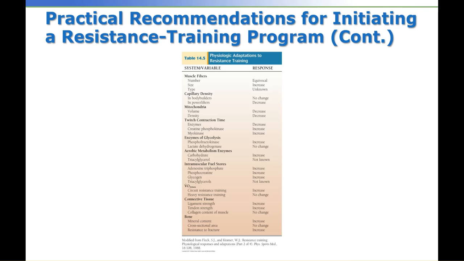And practical recommendations for initiating. So resistance training, what are the physiological adaptations? You have muscle fibers, you have an increase in size. Type is unknown. Sometimes it's been shown to increase the percentage of type 2 if you're doing resistance training, decreasing type 1, but those are not definitive studies.